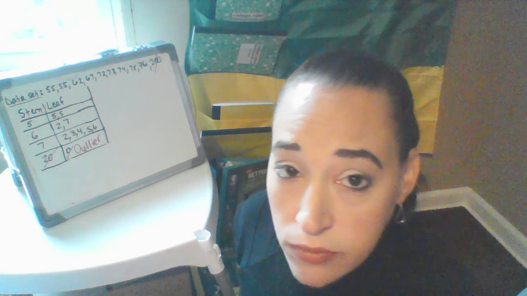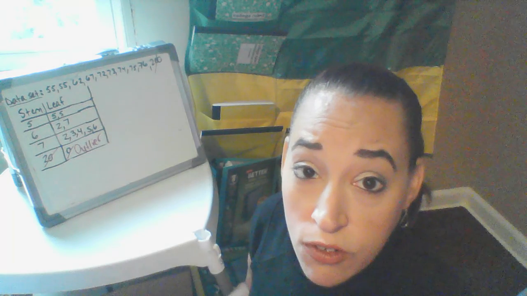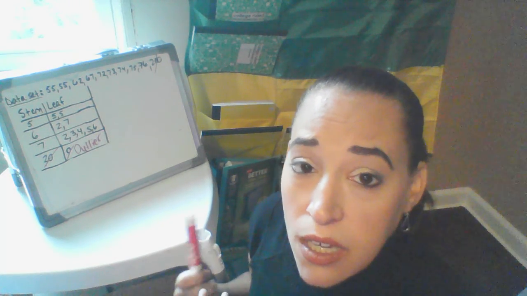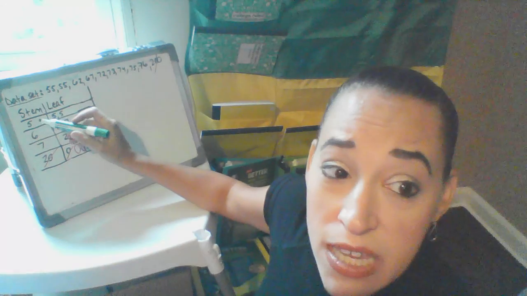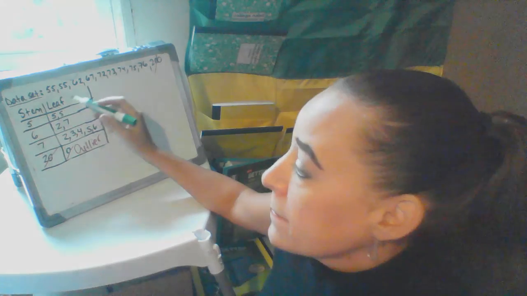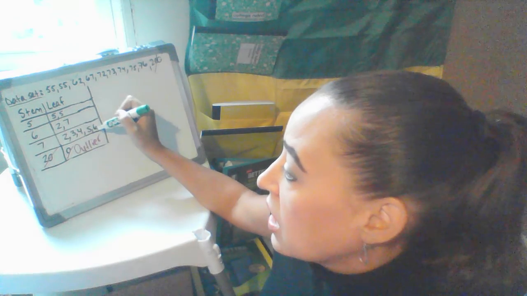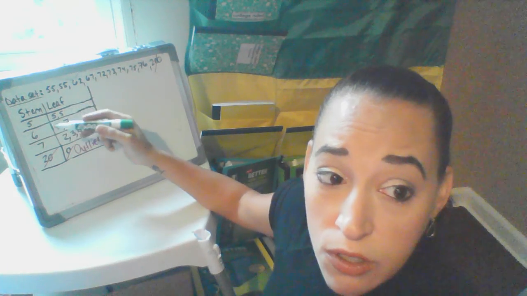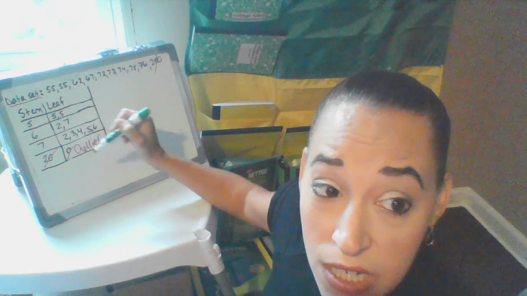Now that you have it graphically organized in a stem and leaf plot, how would I calculate the median? Let's start with the median. So this is your lowest number and this is your greatest number. Your 55s are your lowest and your 76 is your greatest. So you're going to do the same thing we've done before. You're going to cross off one from the top and one from the bottom until you get to your center number.